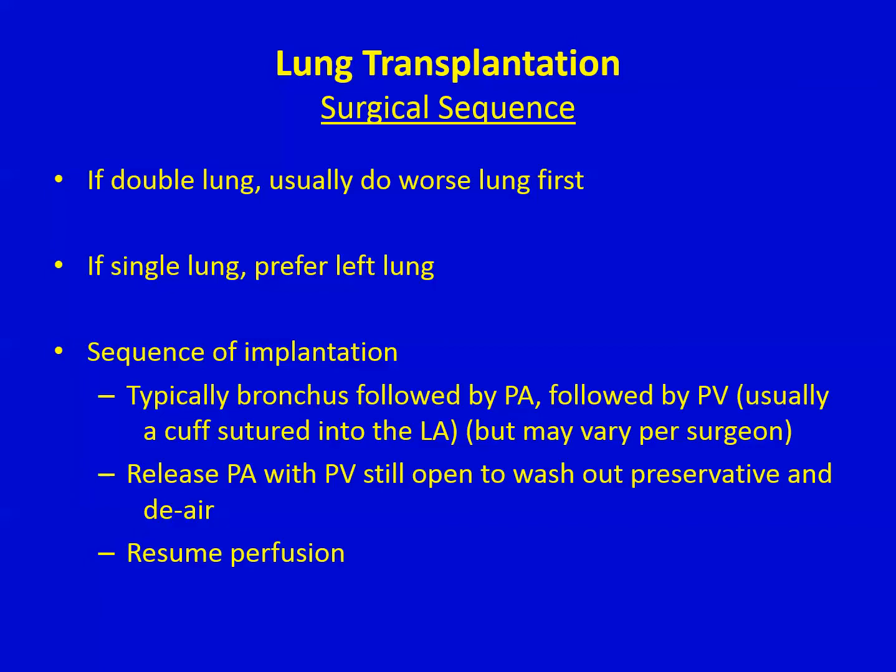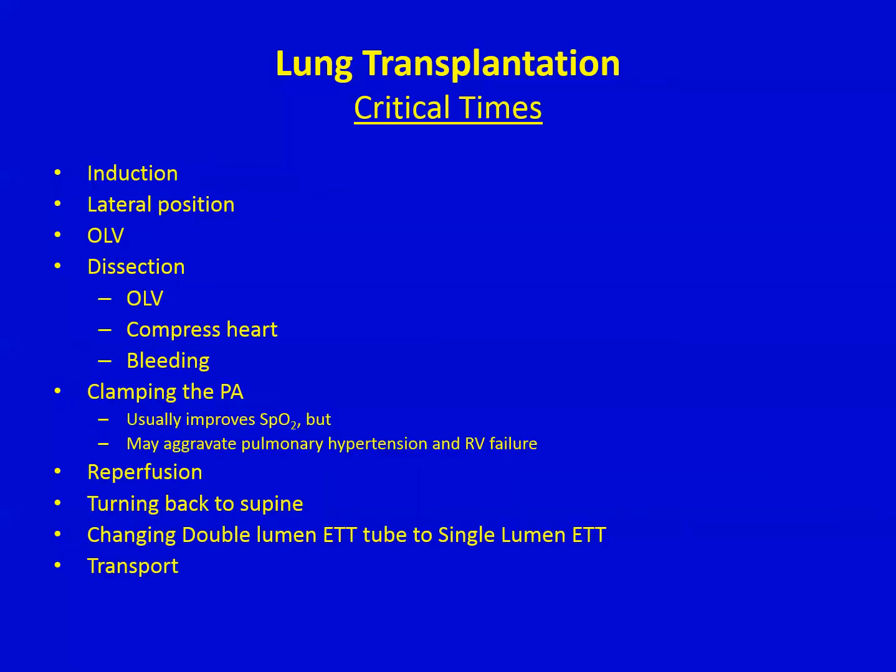The surgical sequence is usually, if it's a double lung, to do the worst lung first. If it's a single lung, they tend to prefer to use the left lung if possible. During implantation, typically first the bronchial, followed by the pulmonary artery, and then the pulmonary vein anastomosis. However, this may vary from surgeon to surgeon. The surgeon may release the pulmonary artery with the pulmonary vein still open to wash out preservatives and de-air, and then it's closed and perfusion is resumed.